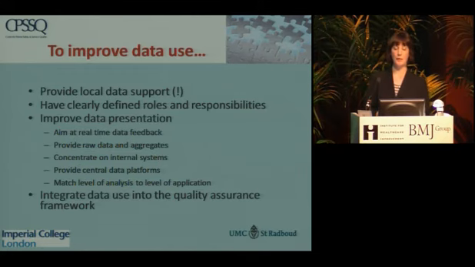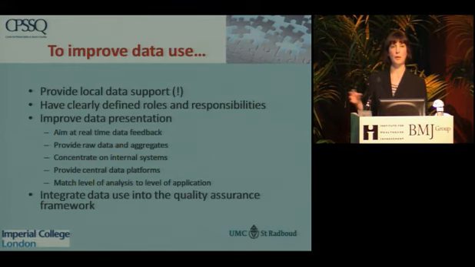And then improving data presentation, and we should really aim at real-time feedback, but that has to be meaningful for the type of data. So obviously there are some types of data which have to be fed back more quickly than others. For example, if we're thinking about mortality data, it's not meaningful to see that on a daily basis, whereas some waiting times data is. Then provide raw data and aggregates, and concentrate on internal systems.